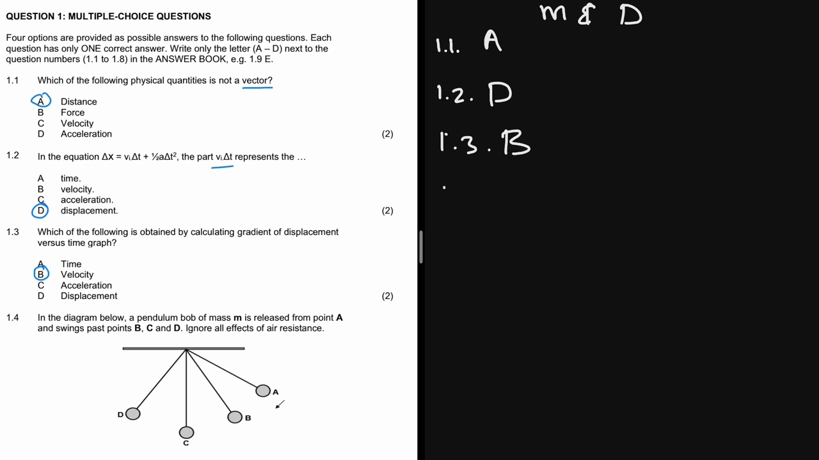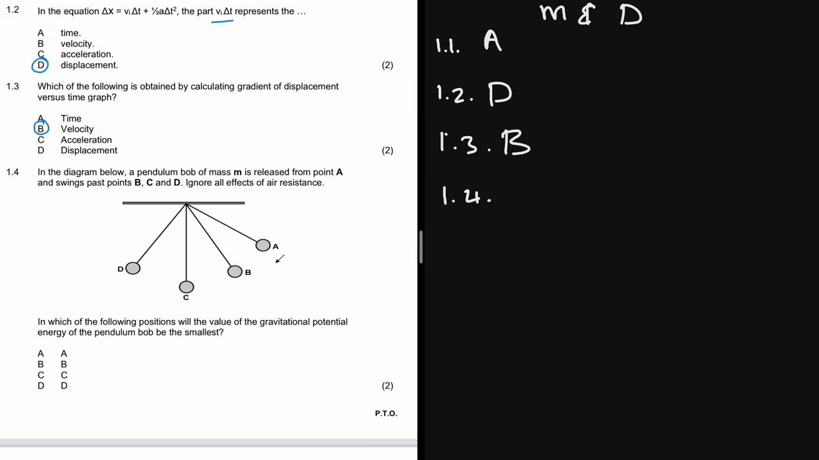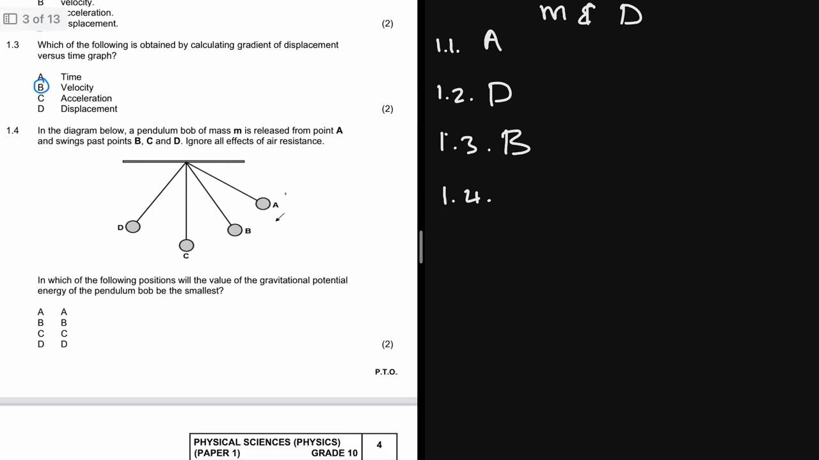Now 1.4 says that in the diagram below, a pendulum bob of mass M is released from point A and swings past points B, C, and D. They say ignore the effects of air friction. So now, okay, the pendulum starts from A and then goes through B, C, and D.